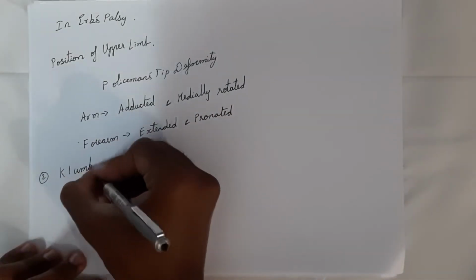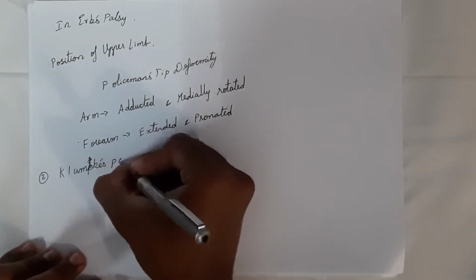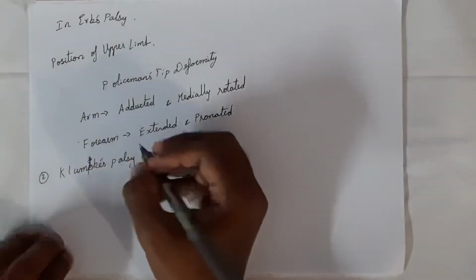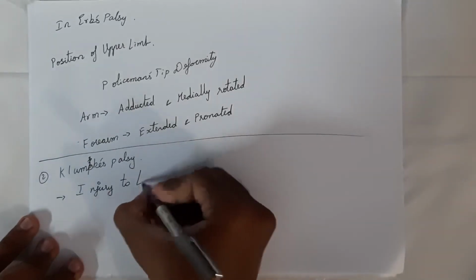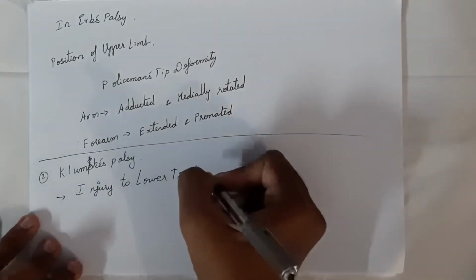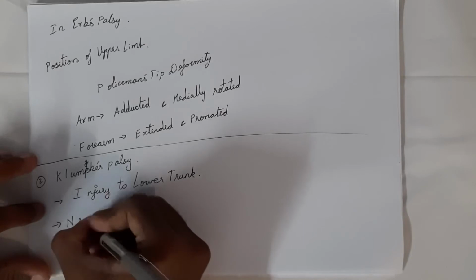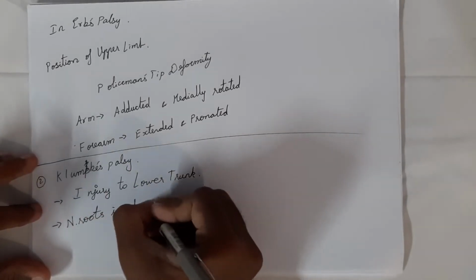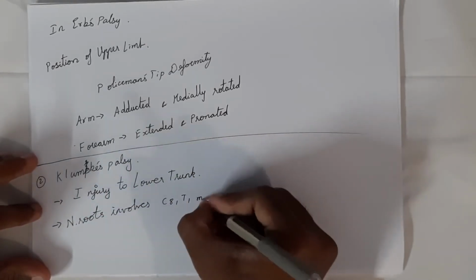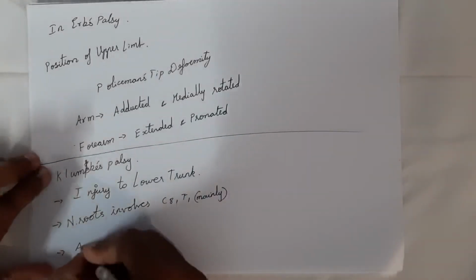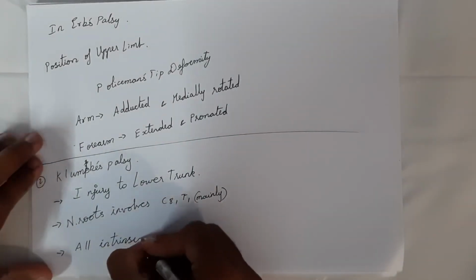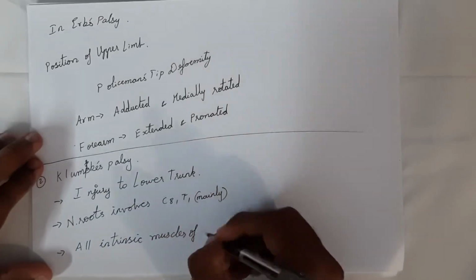And the next one will be Klumpke's palsy. Klumpke's palsy is an injury to the lower trunk of the brachial plexus. And the nerve roots involved are C8 and T1 mainly. In this defect, all the intrinsic muscles of the hand are affected or paralyzed.